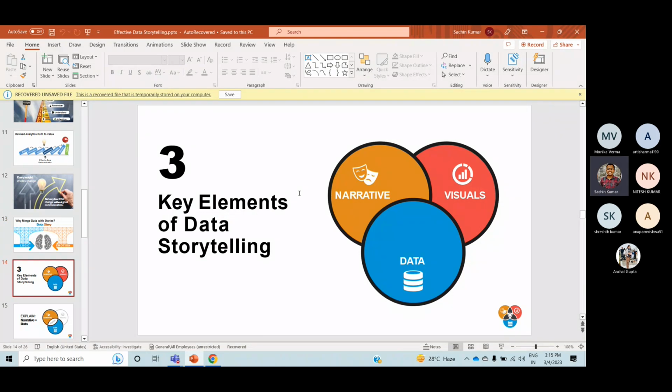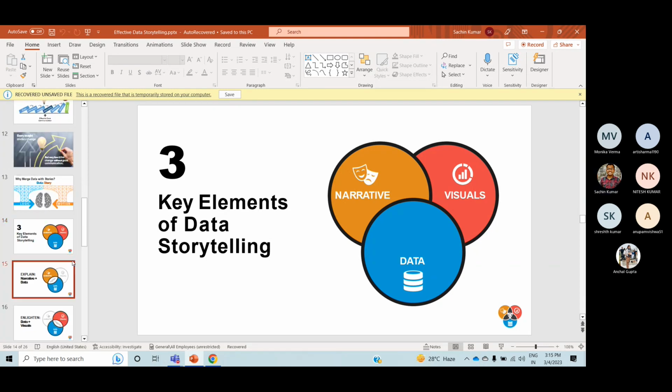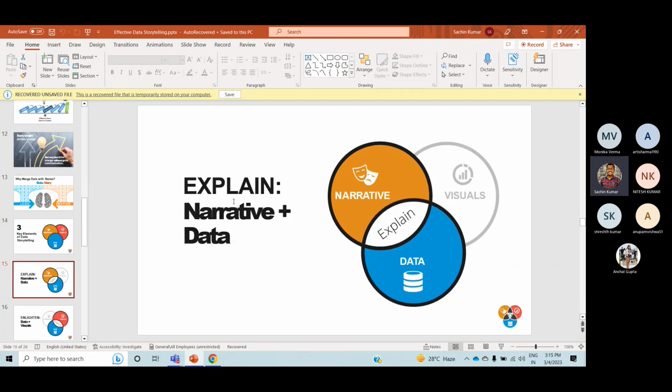So basically, there are three elements of data storytelling. First of all is narrative, how we set the narrative in data storytelling. Second is visualizing the data with tools like Power BI and Tableau. And third is data, in which format the data is available, like SQL, NoSQL, or other given formats. So first, let's explain narrative.